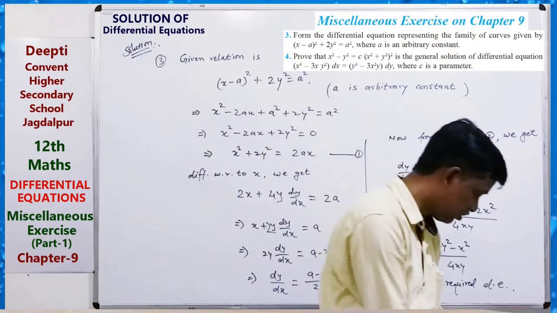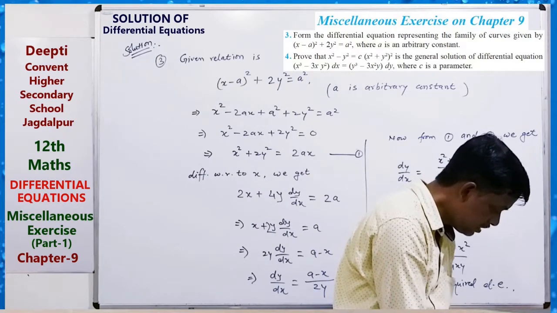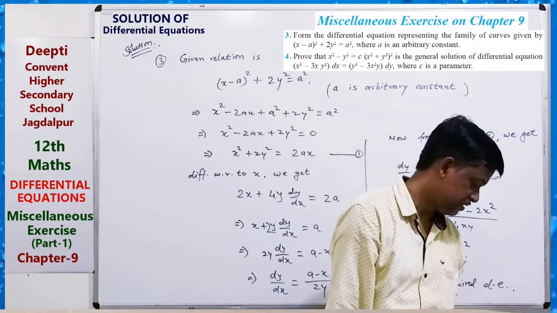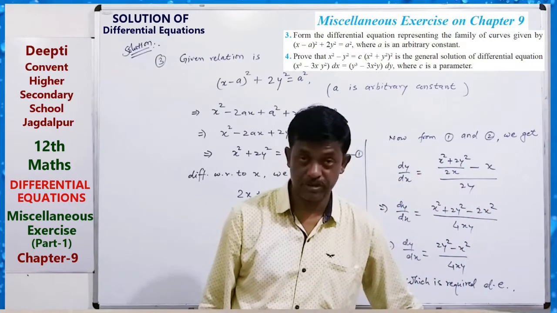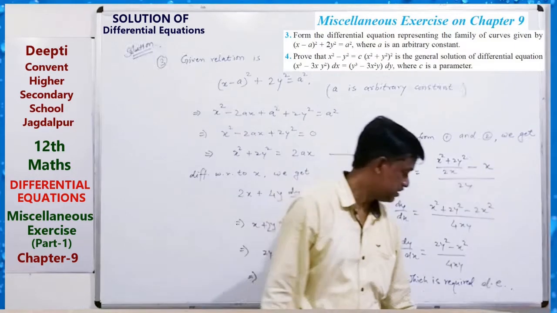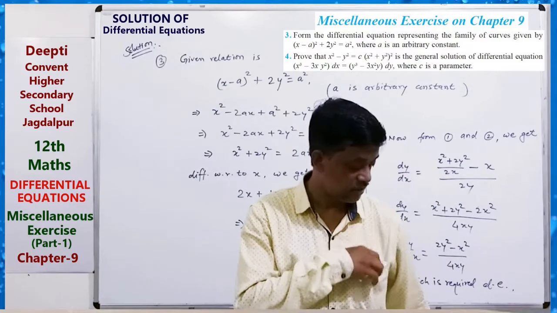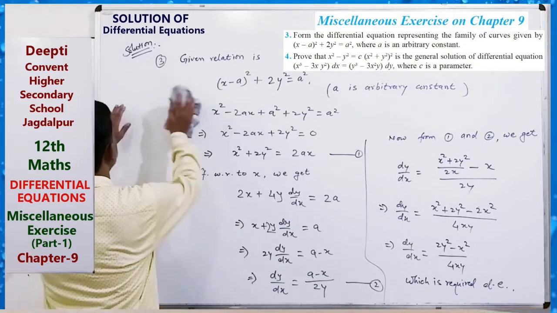Now question 4: prove that this is the general solution of the differential equation, where C is a parameter. Here we have to prove that this is the general solution of the differential equation. So just solve the differential equation by whatever method we know, then we can get the general solution that can be written in the given format. Okay, so take question 4.